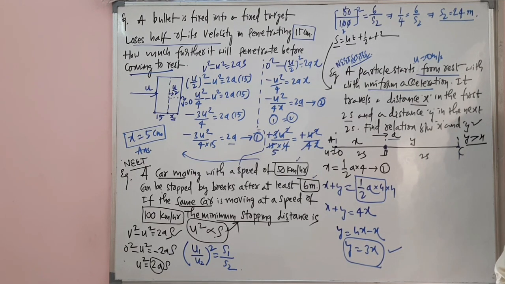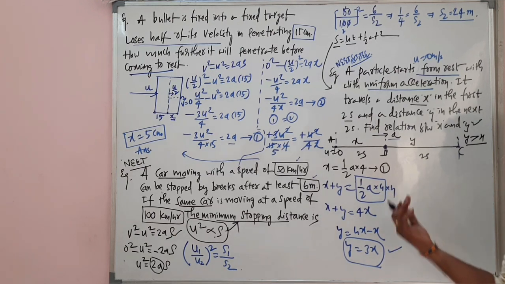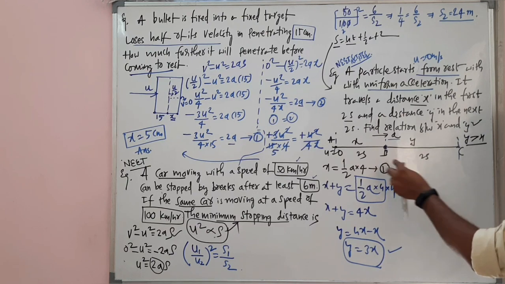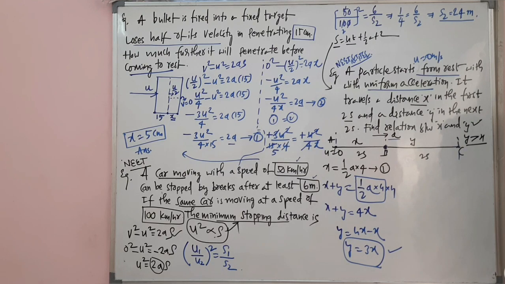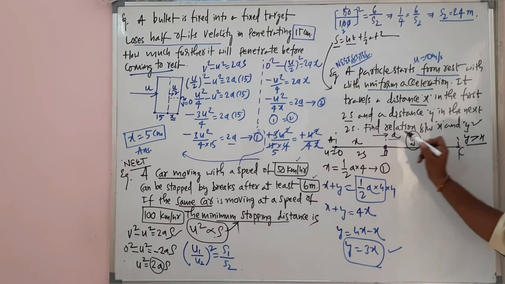What do most of the students do, even after listening to this? You may ask this question to your friends, and they'll definitely give the answer x is equal to y, because this is 2 seconds, and this is 2 seconds. They think the distance covered in these 2 seconds is the same as the distance covered in these 2 seconds. That's wrong. That is right only when the body is moving with constant velocity. Constant velocity means constant displacements covered. That's called uniform motion. This is not uniform motion, it is uniform acceleration. Always this y is equal to 3 times x.